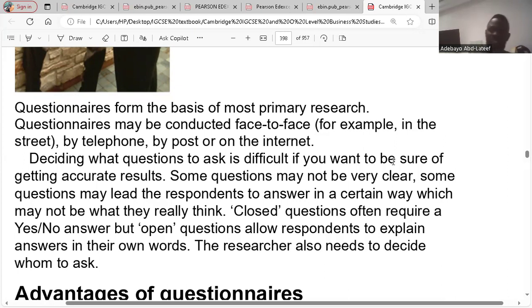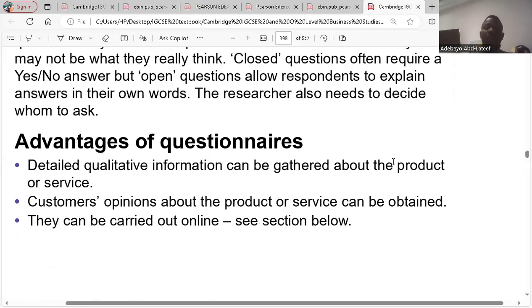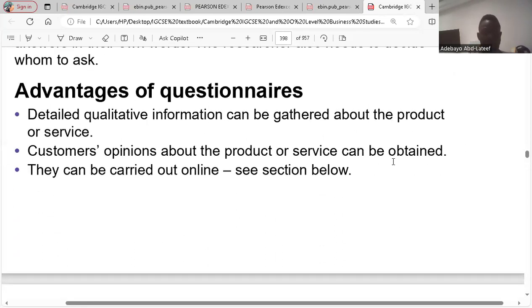So what are the advantages of using questionnaires? First, detailed qualitative information can be gathered about the product or service because it's primary market research. You're seeking information. So every detail matters, because you are seeking out that information. So that's one of the advantages. You'll be getting all the information that is needed.